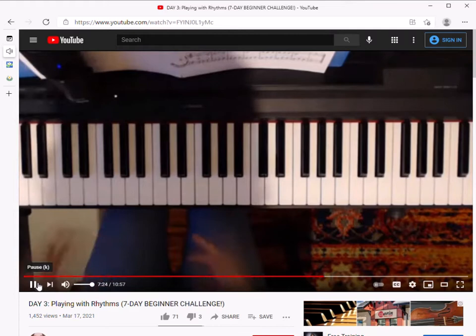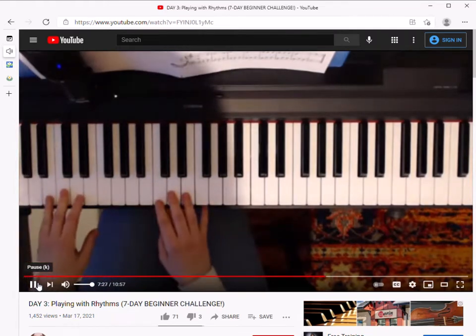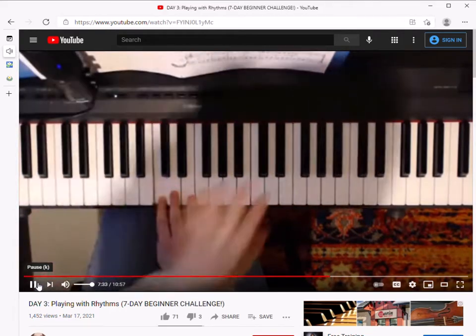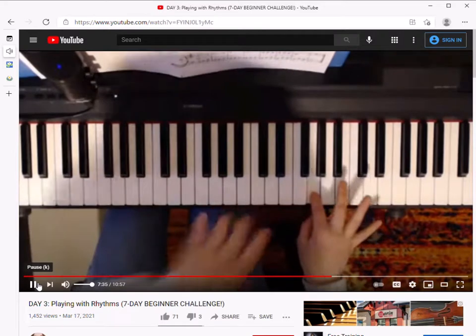What if I did the reverse? What if we held the C and counted that one to 2 and then played the rest as quarter notes? So we went 1, 2, 1, 2, 1, 2. I like this one better.